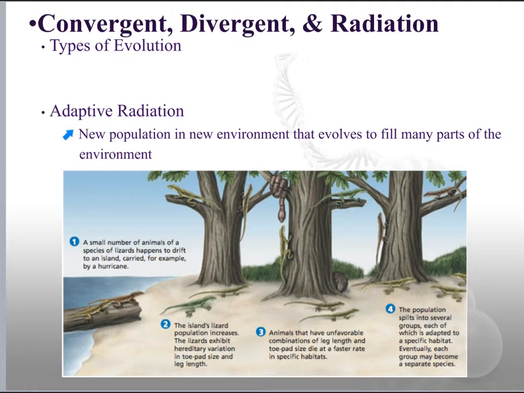Okay, and then we have adaptive radiation. So this is a new population in a new environment that evolves to fill many parts of the environment. So, right, the lizard lands on the beach, and we've seen this picture before, how this works, where it adapts to fill the environment. Whatever potential place it could have, it's going to adapt to fit that, or it's not going to survive.